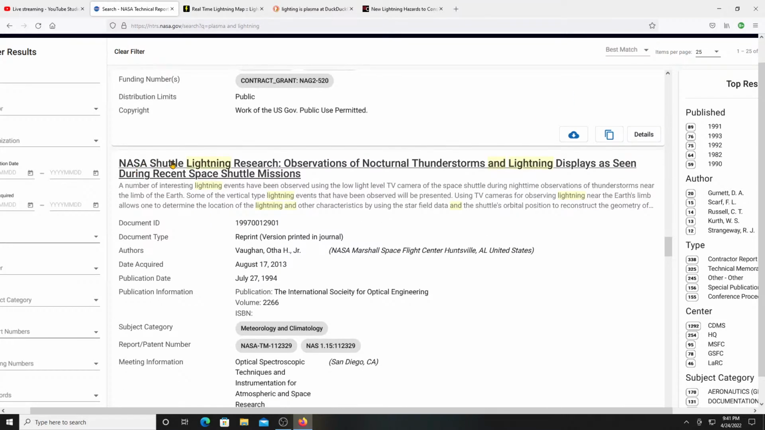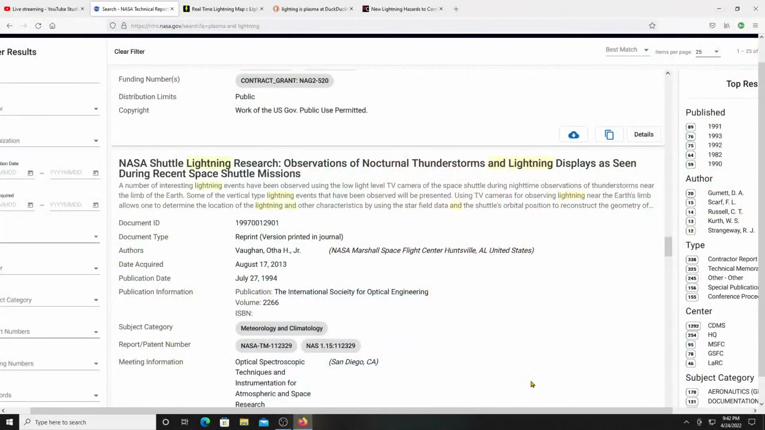So look at this. NASA Shuttle lightning research: observation of nocturnal thunderstorm and lightning displays as seen during the recent space shuttle missions. You all, this sounds really important. It really does.